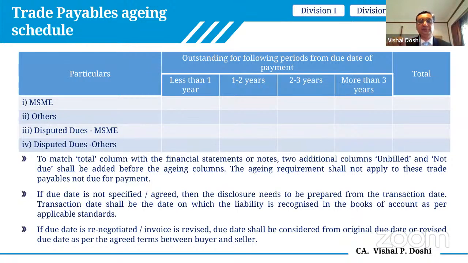So those 2 plus these 4, आपका total जो है वो financial statements trade payables के साथ match हो जाना चाहिए. That is one part. Second is, if you see, the classification is between MSME and others, as well as disputed of MSME and disputed of others. So typically you would find that it is disputed, undisputed, MSME and others.